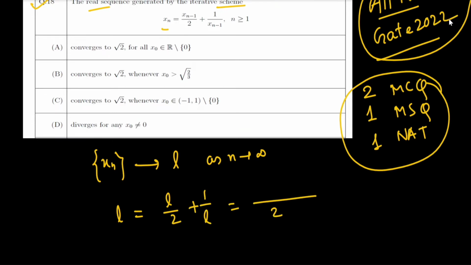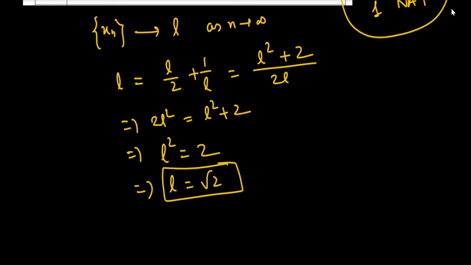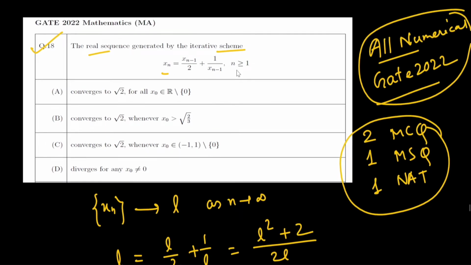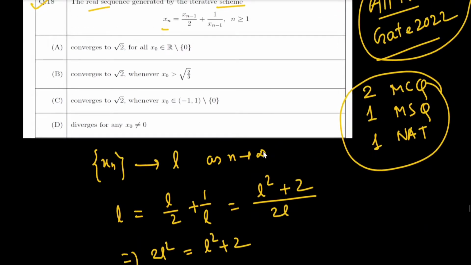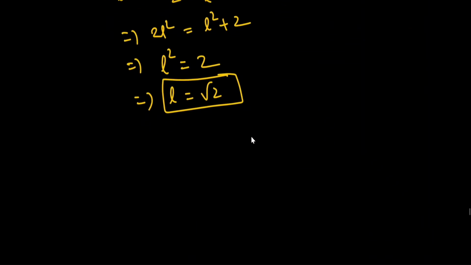So this is equal to (L² + 2)/(2L). This implies 2L² = L² + 2, so L² = 2, and this simply gives L = √2. We take the positive sign here, so L = √2. So there is no doubt that this iterative scheme converges to √2, but there are 3 options with conditions. So now we also apply the condition for the iterative scheme to be convergent.